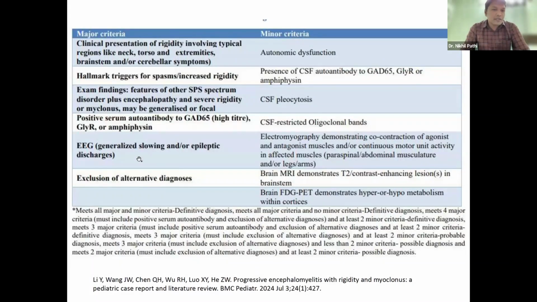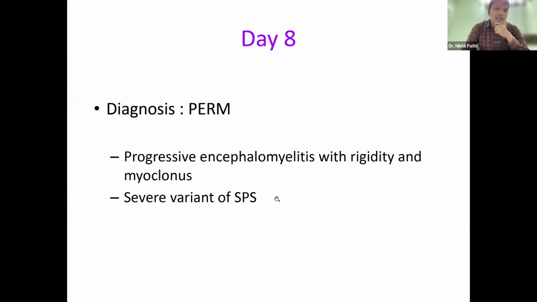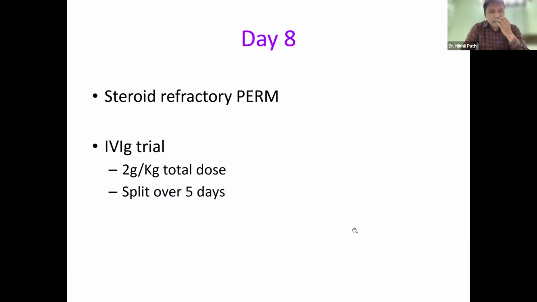triggers for spasms, and encephalopathy, positivity for anti-amphiphysin antibody, encephalopathy on EEG, and nothing else picked up on additional CSF or radiological evaluation. So it fit into this particular major criteria. So a final diagnosis of progressive encephalomyelitis with rigidity and myoclonus, which is actually a severe variant of so-called stiff person syndrome, was made. However, one of the treatments for this is steroids, and unfortunately, our patient was refractory to that, in that she did not improve on that.